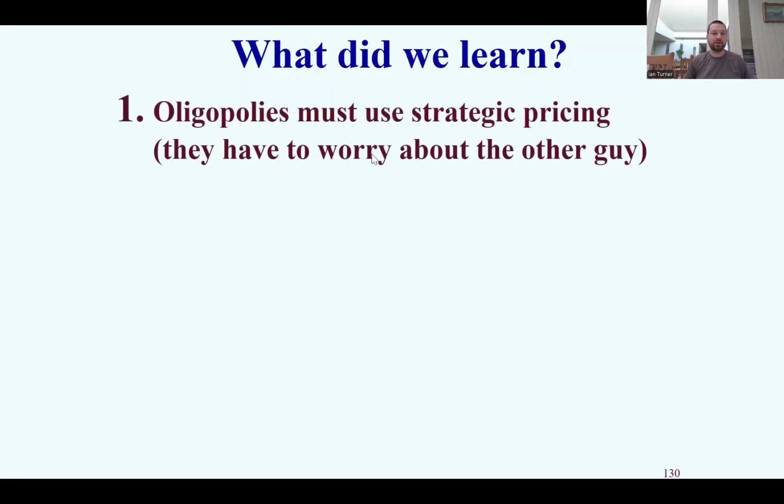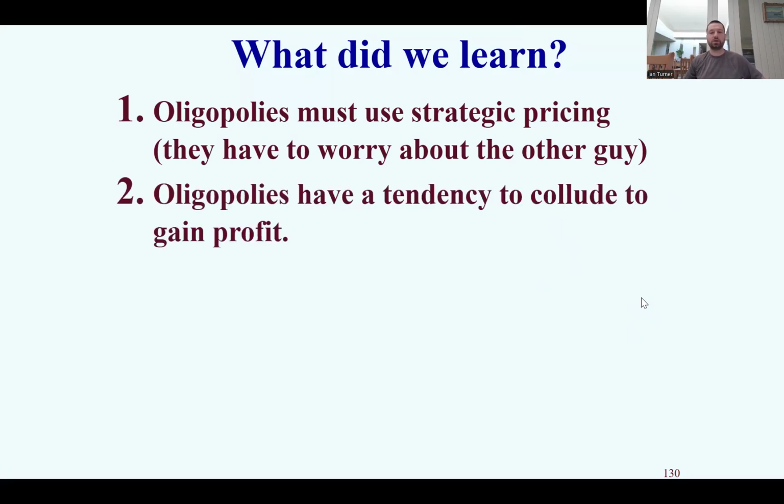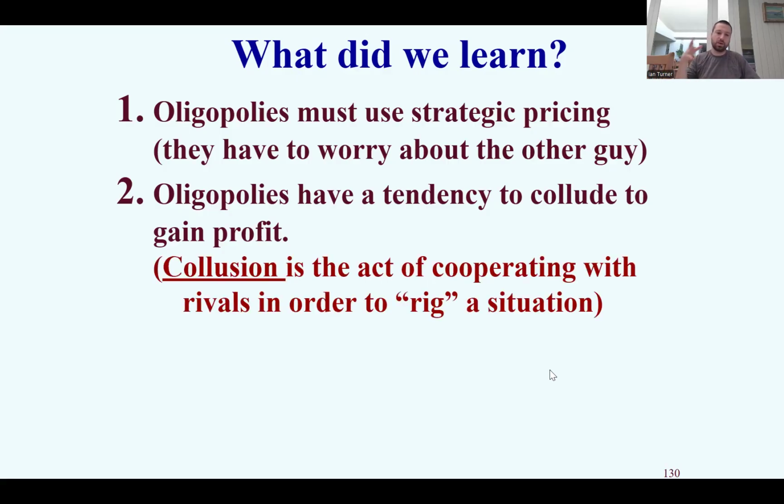So let's do a quick remembrance of what we did last class. We talked about game theory and oligopolies. Oligopolies have to use strategic pricing. They have to worry about their competitor. They have to be smart with how they price, advertise, all that. We saw in Prisoner's Dilemma and in Split or Steal that it makes sense to try to talk through these things and collude. You can benefit from collusion. Collusion is just cooperating with your rivals to rig a situation.